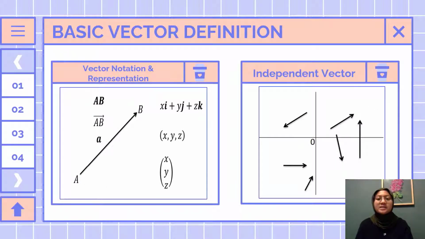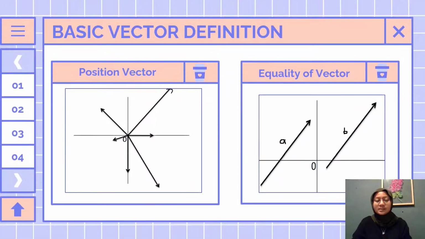Next is about basic vector definition. First is notation and representation. A vector is represented by a directed line segment. The arrow shows the direction of the vector, and the length indicates its magnitude. Next is independent vector. An independent vector is a vector that does not depend on any coordinate, so it can start at any coordinate. Next is a position vector. A position vector is a vector that starts from the origin.